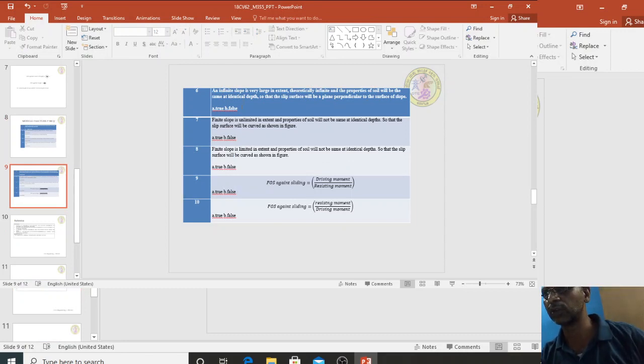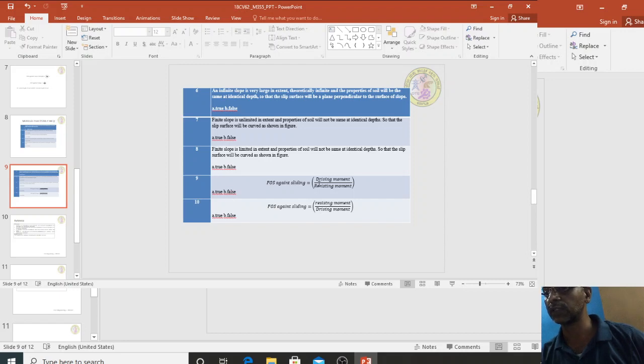An infinite slope is very large in extent. Theoretically, in an infinite slope the properties of soil will be the same at identical depth, so at any point the properties are the same. Hence the slip plane will be parallel to the surface of slope. Option A. Finite slope is unlimited in extent and properties of soil will not be the same at identical depth. Option B, this statement is false. Finite slope is limited in extent and the properties of soil will not be the same at identical points, so the slip surface will be curved in nature. Option A, true.